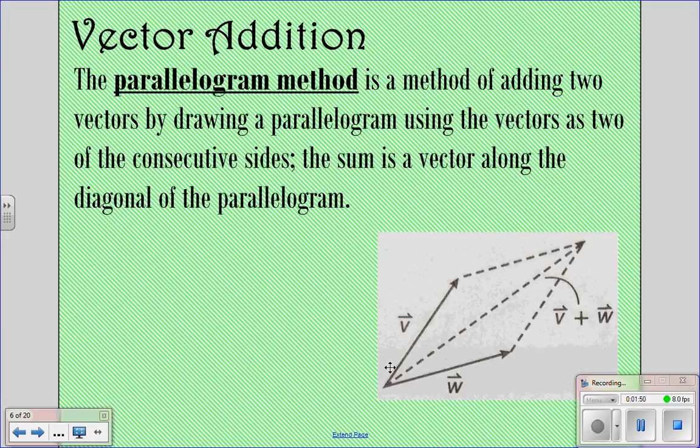So we have vector v here, and we have vector w, and then we're just going to take these 2 sides and recreate them, because remember, in a parallelogram, these 2 sides are congruent and parallel. These 2 sides are congruent and parallel. And then the sum of the vectors is this diagonal here. And so that's what we're going to do for the parallelogram method.